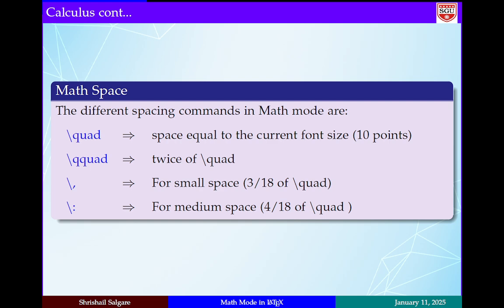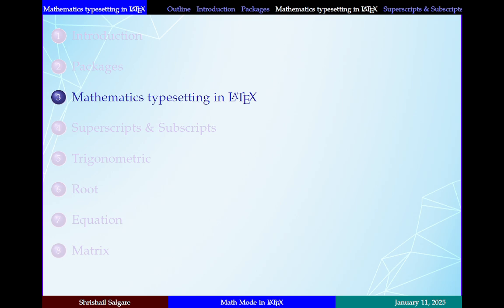If we use qquad, that means 2 times quad, twice of a quad. After that, backslash comma is for a small space, that is 3/18 of the quad. And if you use backslash colon, that is a medium space, 4/18 of the quad. So these are the different spaces, because when we are writing equations, sometimes we have to use a particular space in the equation, so we can use them according to the requirement.